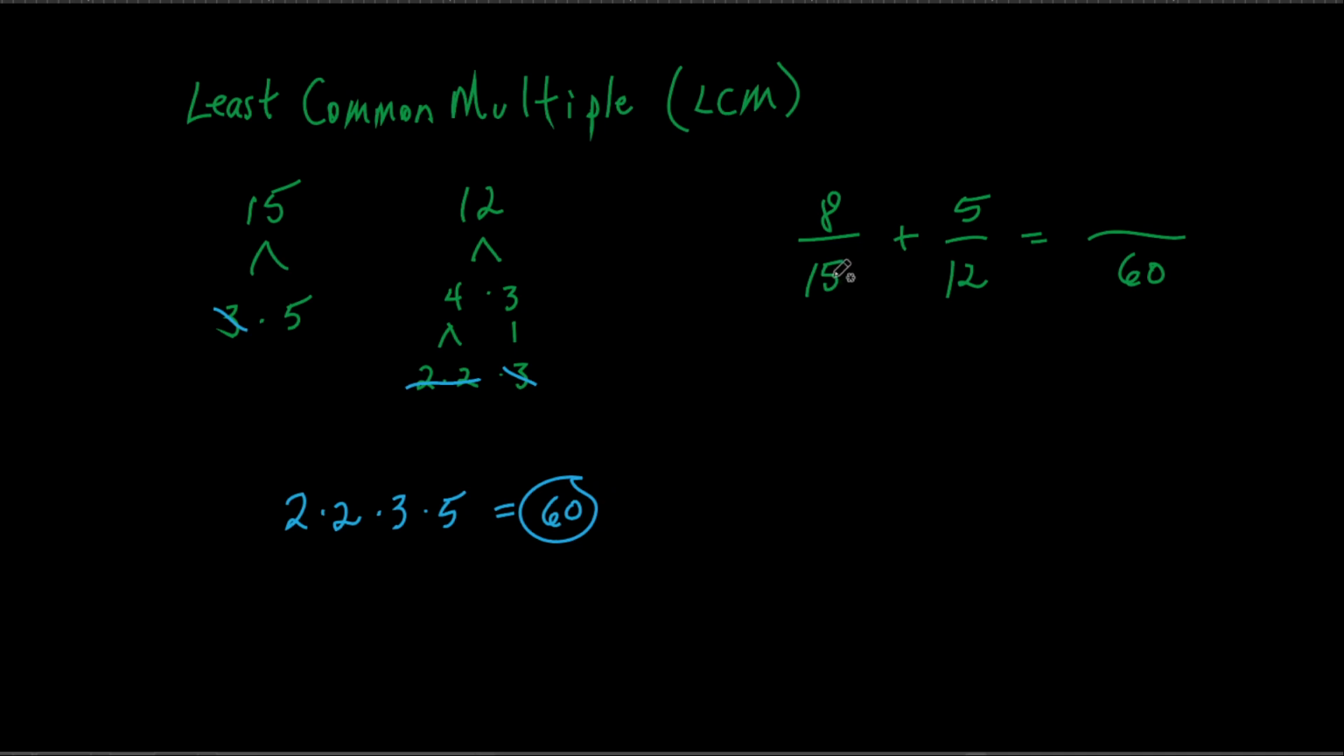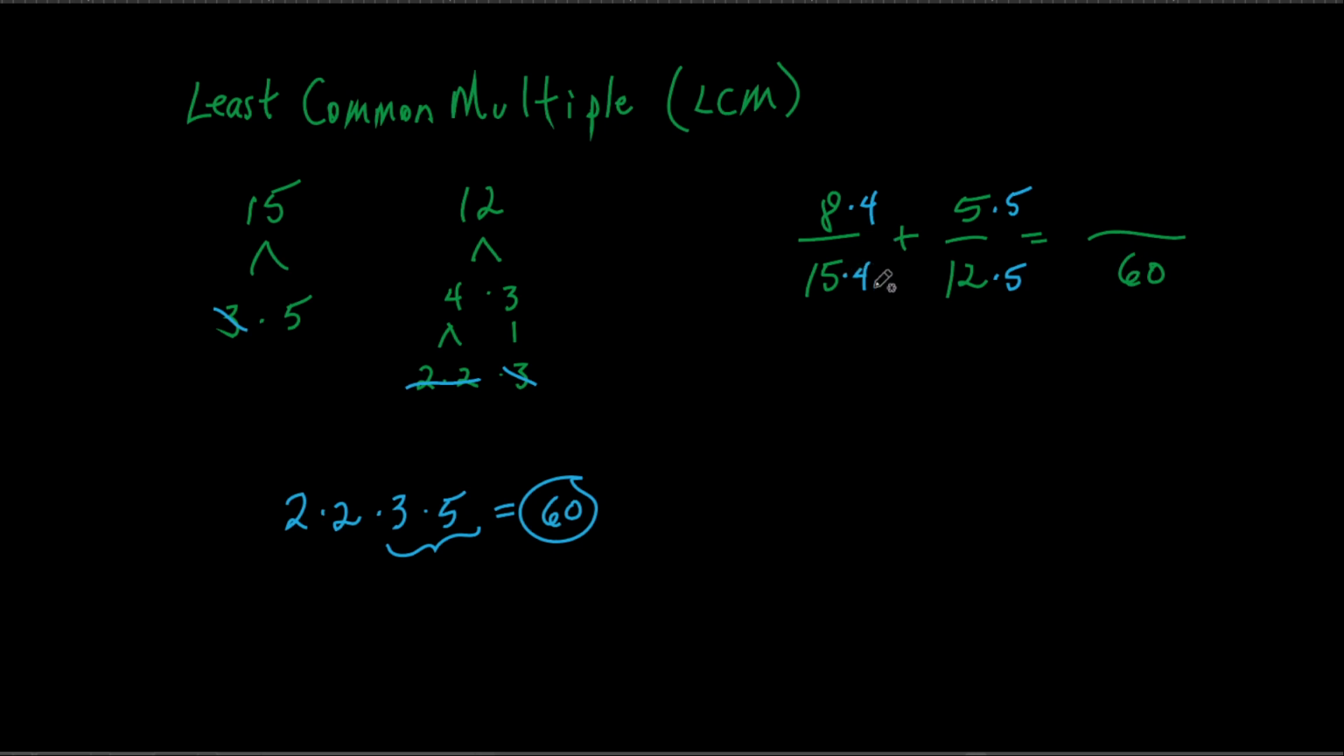So what do I multiply 15 by in order to get 60? If you look over here, there's your 15. What would I multiply it by in order to get 60? A 4. So I multiplied it by 4. So what do I do to the top? Multiply that by 4. What do I multiply 12 by in order to get 60? I multiply it by a 5. So I multiply that by a 5. Everybody with me so far?